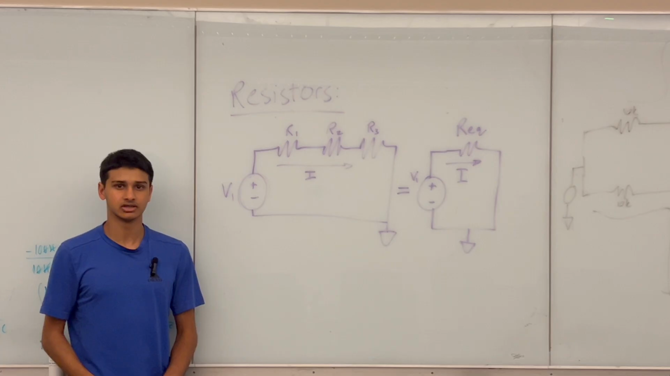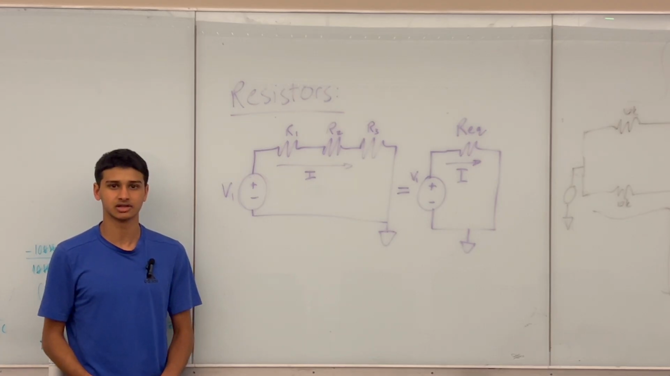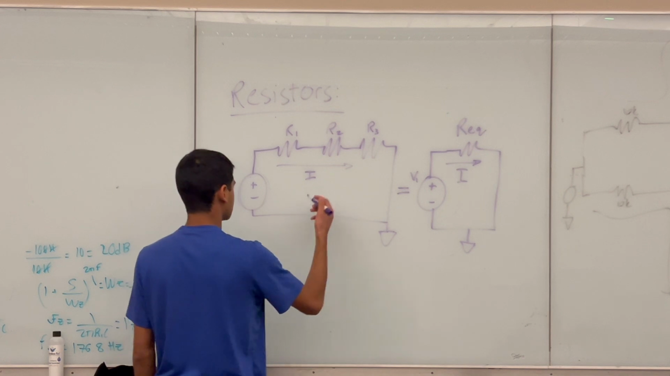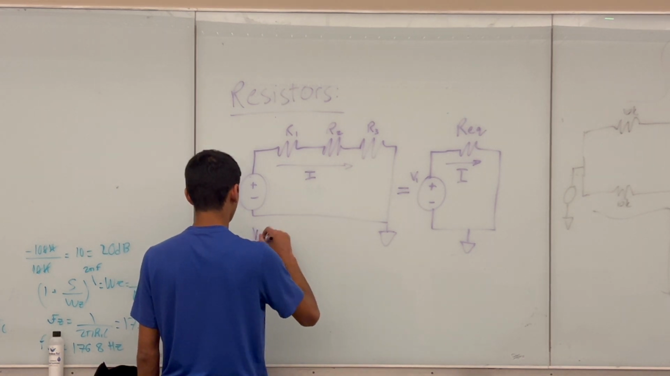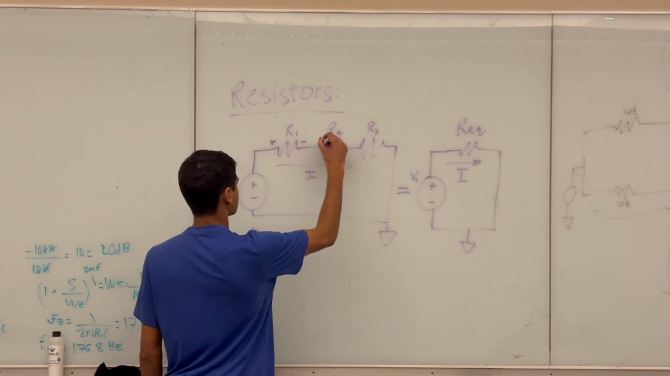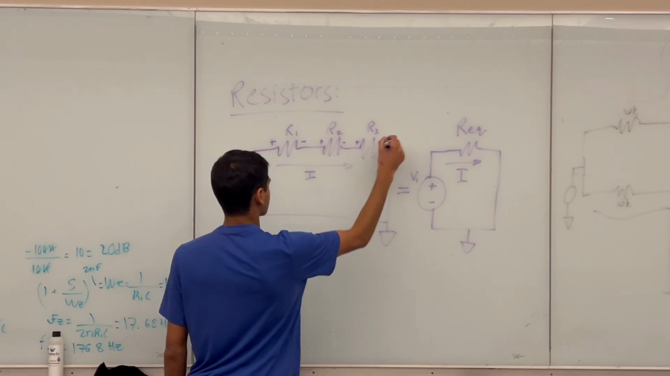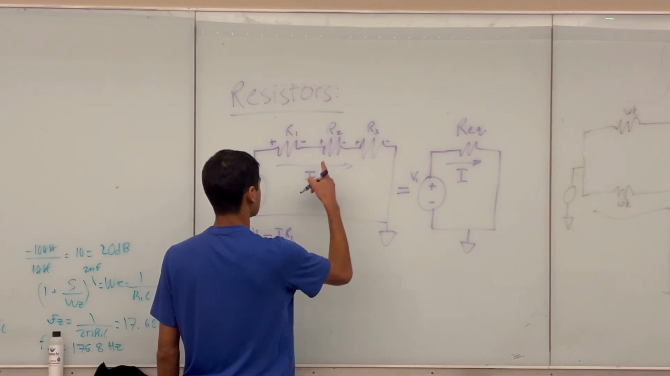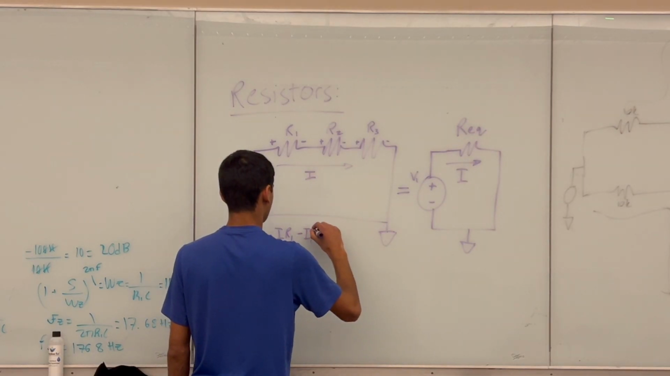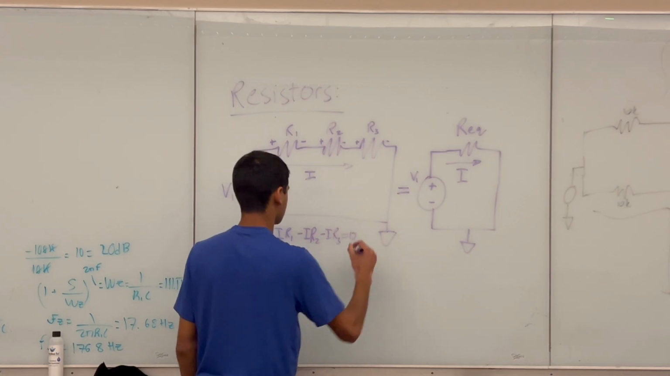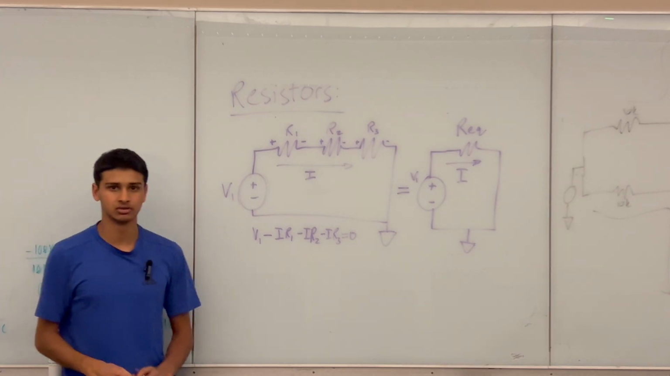So all I'm going to do is write Ohm's law for both scenarios, and you're going to see that you can solve for the equivalent resistance. So in this scenario, you have the following. So you have V1, and then you have 3 voltage drops because of the polarity of the resistors and the way the current is going. So you have V1 minus I R1 minus I R2 minus I R3 equals 0. So that's your KVL loop for the left side.